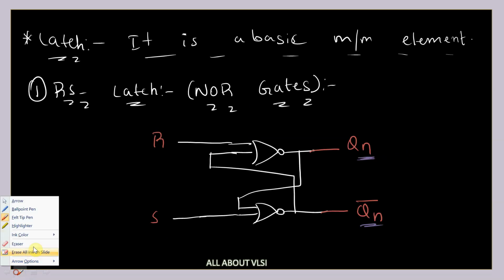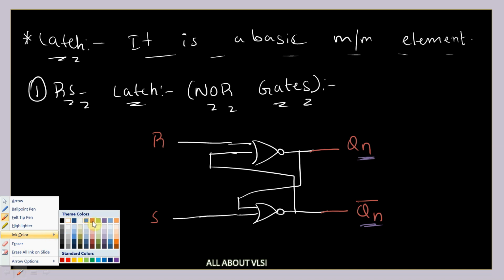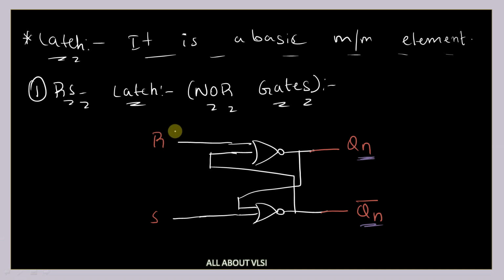Now let's say if your R is equal to 0 and S is equal to 1. That means one of the NOR gate input is 1. Then obviously your output will be equal to 0. Okay. So this 0 will be transferred over here. We have one more 0. So that means 0 NOR with 0, that is nothing but 1. So if R is equal to 0 and S is equal to 1, we have our output as Qn is equal to 1 and Qn bar is equal to 0.